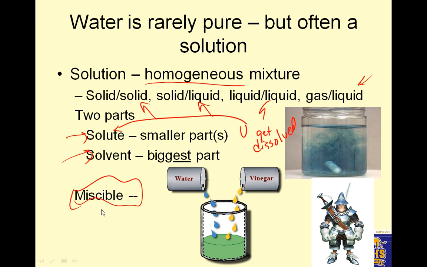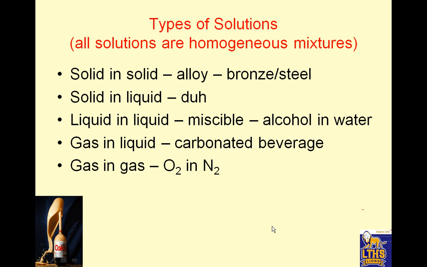Miscible is a particular term for when 2 liquids mix. So water's a liquid, vinegar's a liquid. If you mix 2 liquids, it's called miscible. Okay, so some types of solutions.